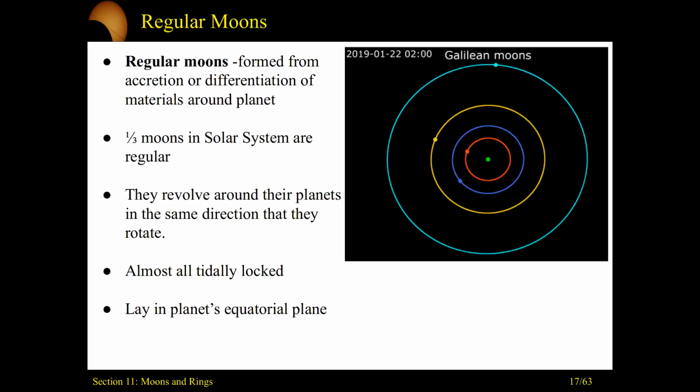The first category of moons we'll talk about are the regular moons, and these fall into that category of being created by accretion or differentiation from materials that were present around the planet. And what we've seen out there is that about a third of the moons that we have found in the solar system are regular. Now, why did we name the smaller group the regulars?